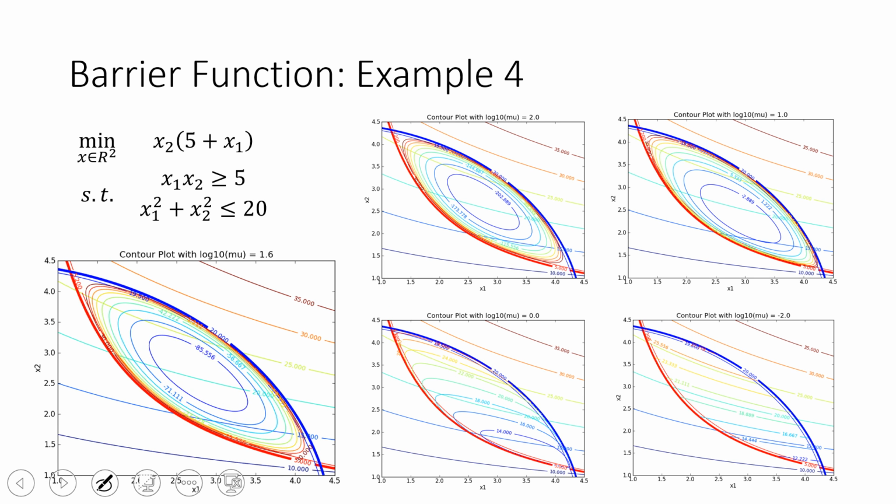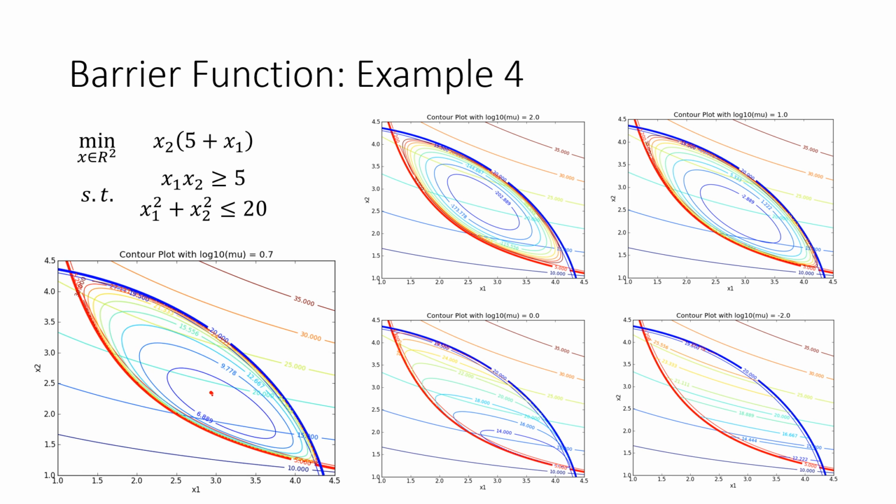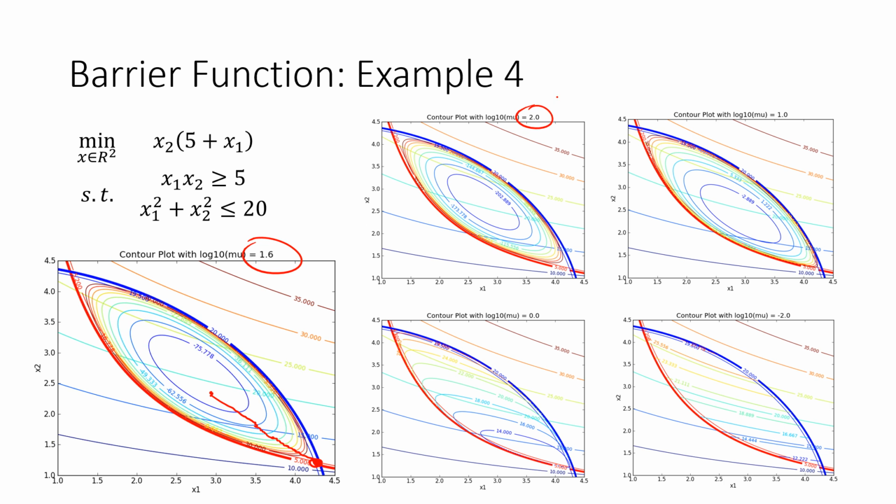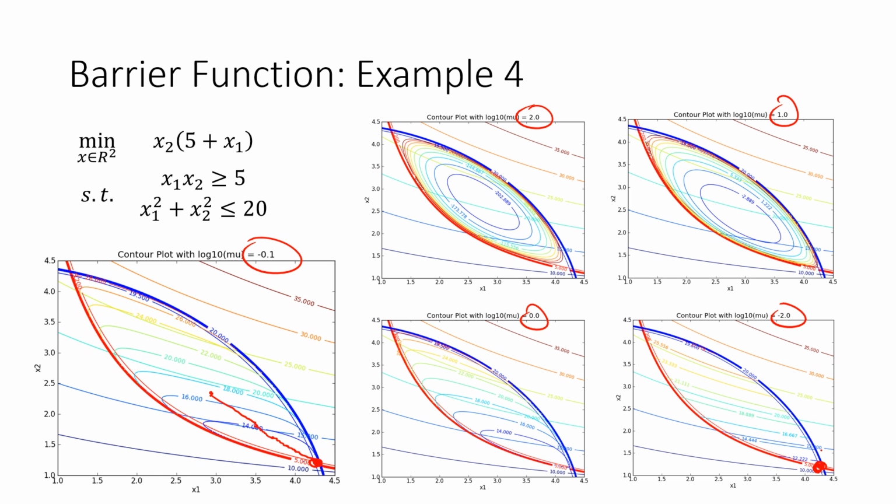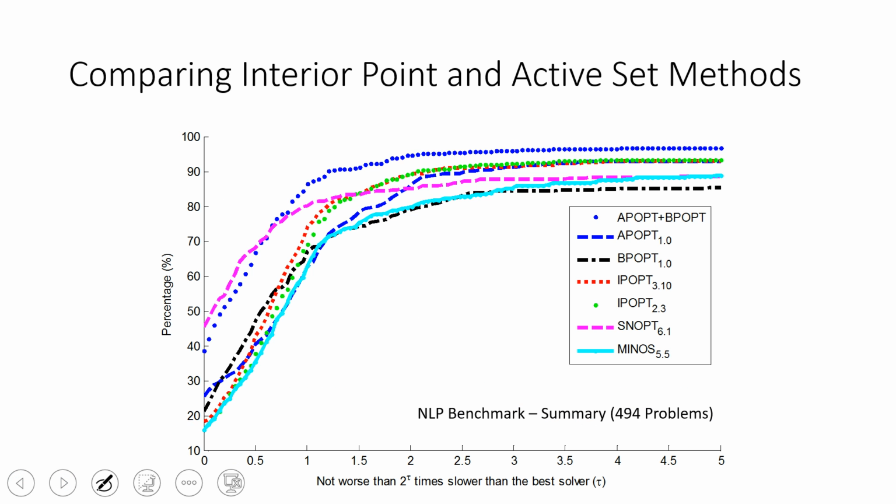So here's, for example, this example 4, and you can see that it's going to start tracking in. The minimum is going to be here. It's going to track in, and then it's going to go right to this point where the optimal solution is. You can see this mu value decreasing right there. And here's mu equals 2, mu equals 1, 0, and -2. So near the optimal solution, at a very low mu value, that's going to be the optimal solution.